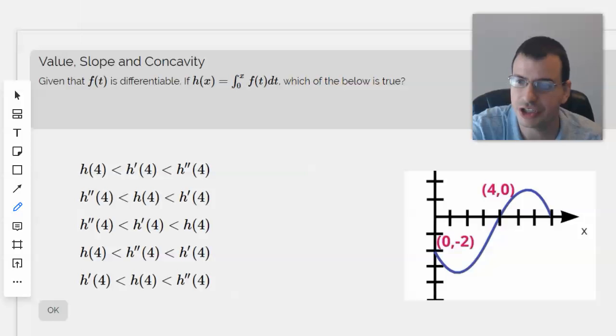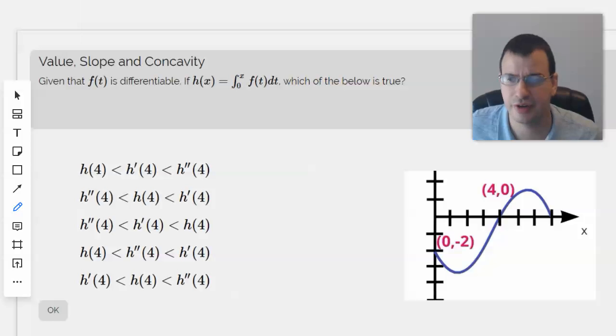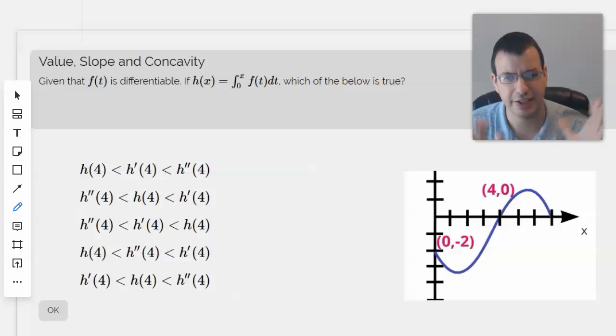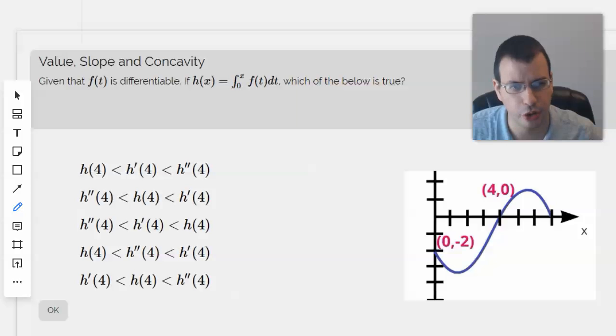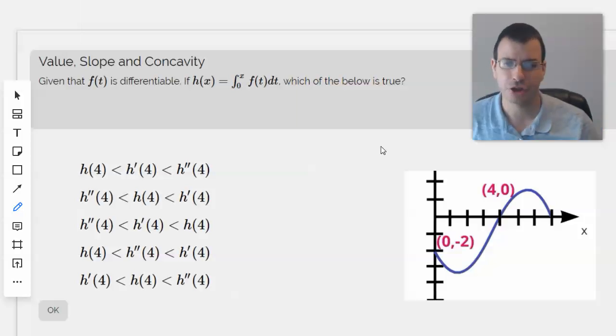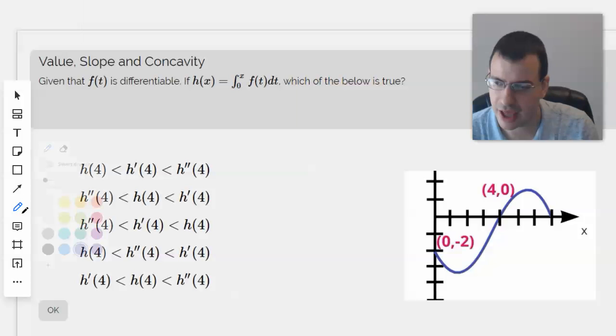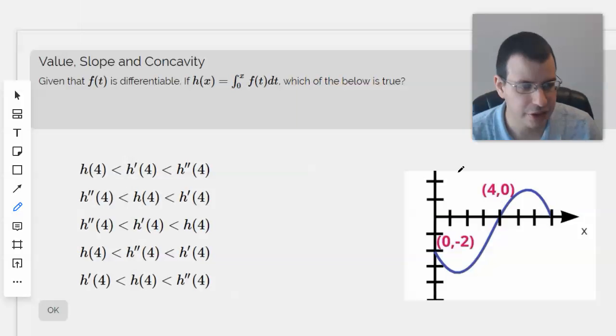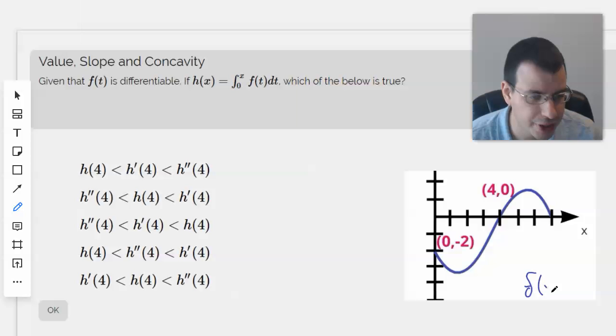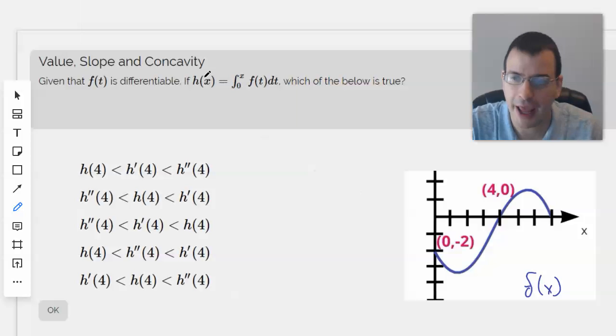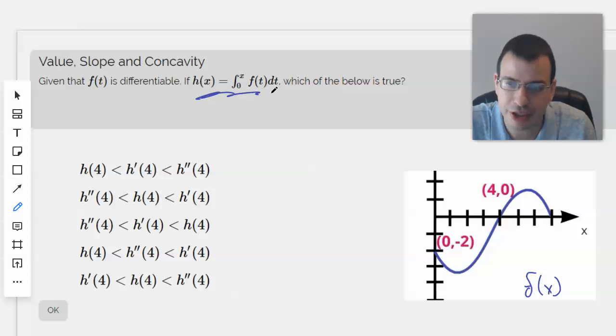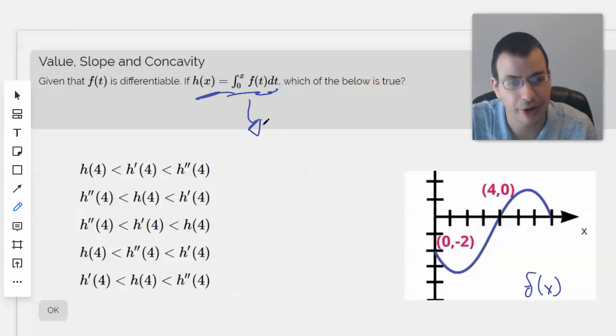Given that f of t is differentiable, if h of x equals the integral from 0 to x of f of t dt, which of the below is true? Okay, so here we have f of x or f of t. That just depends on which variable you decide to put in. So this will be f of x here. And one of the key points is this is the fundamental theorem of calculus.